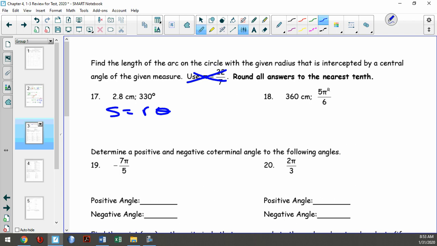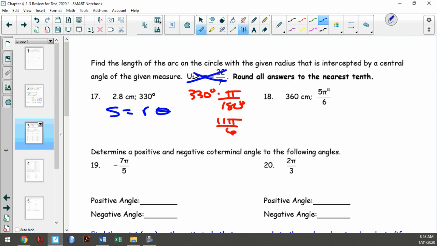Degrees are not a unit of measurement that I can measure things in. Degrees have to be converted to radians. Radians can then be converted to be measured. Yes? So the very first thing you're going to do is convert your degrees, which is 330 degrees, into radians. Do we all see that, yes or no? And that is going to be 11 pi over 6. Okay, so that is your radian measure.